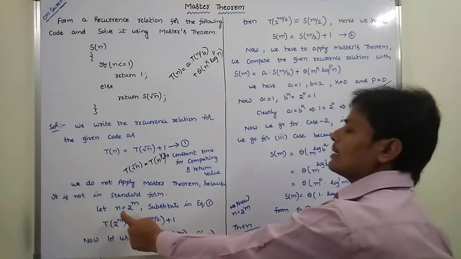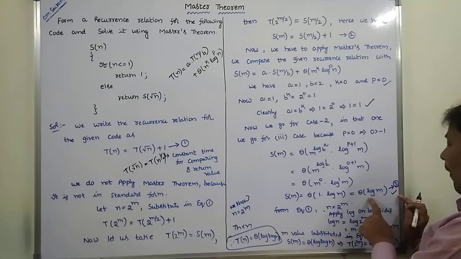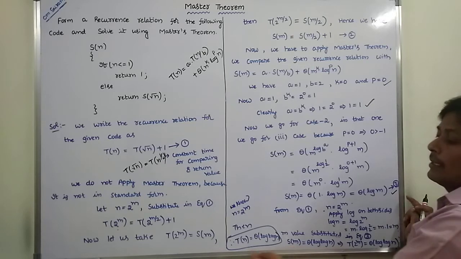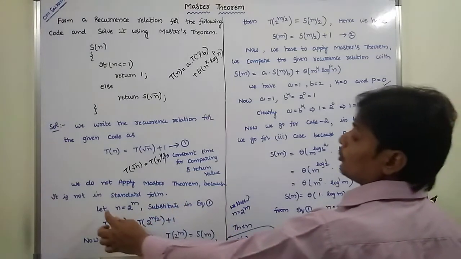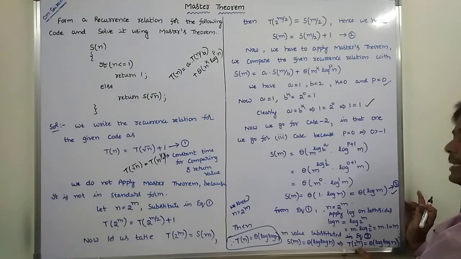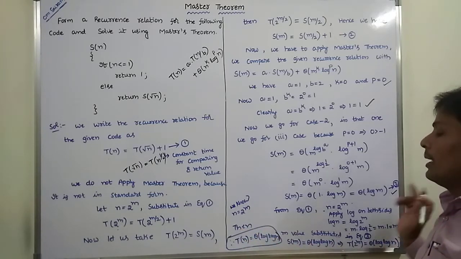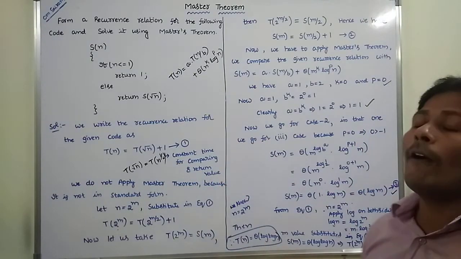Now here n is equal to 2 power m. Apply log on both sides. Then we get log n is equal to log 2 power m. Here m into log 2 base 2, that is m into 1, which is equal to m. So this m value can be substituted in this equation. Then we get S of m is equal to theta of log, where in the m place we write m is equal to log n, so log n. So S of m can be written as T of 2 power m. T of 2 power m is equal to theta of log n. Here n is equal to 2 power m, so in this place we write T of n, and because of that we write T of n is equal to theta of log n. So finally the time complexity of this code or this recurrence relation is theta of log n.